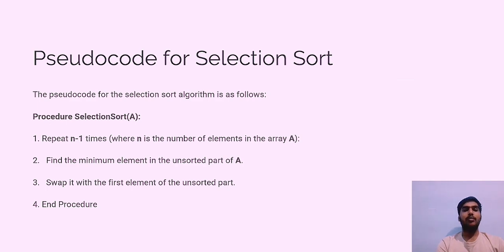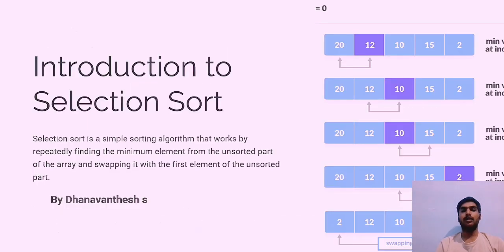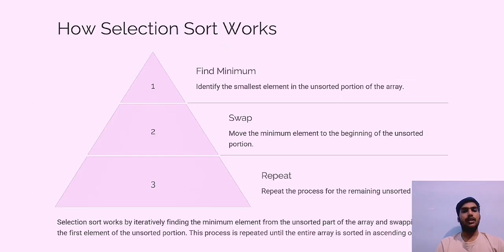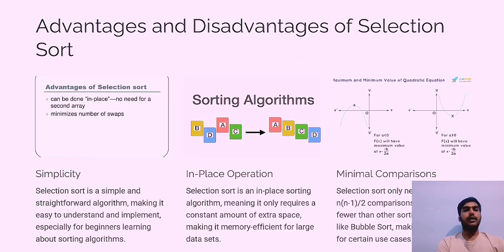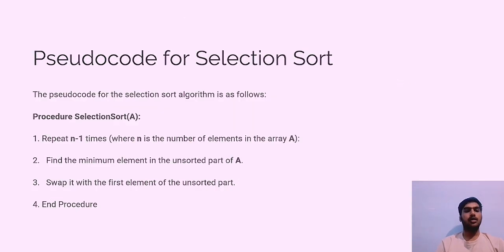Then find the minimum element in the unsorted part of A. Is 20 less than 12? No. Is 12 less than 10? No. Is 10 less than 15? Yes, then it will swap. Then 15, then 10, check with the 2. Yes, it swaps. The swap is done there. Likewise, it will keep swapping.